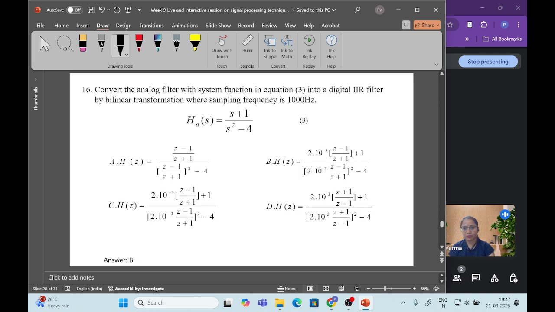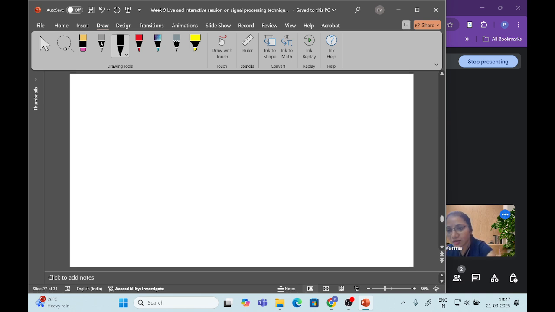So moving to the next question. Now the next question is to convert the analog filter with the system function in equation 3 into a digital IIR filter by a bilinear transformation, where the sampling frequency is given as 1000 Hertz. Here the system transfer function is given, and by using the bilinear transformation we have to convert it.